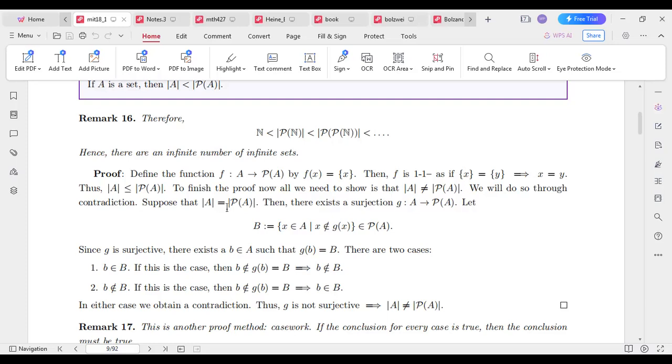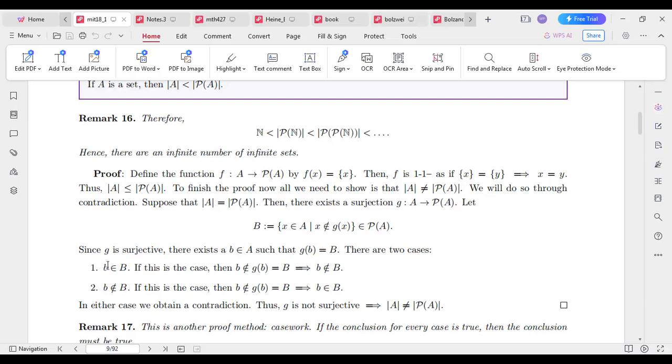Suppose that cardinal of A is equal to cardinal of the power set of A. Then there exists a surjective function g from A to the power set of A. Let B be defined as the set of x belonging to A such that x is not an element of g of x, which is a subset of A, so an element of the power set of A. Since g is surjective, you must know what surjective means: there exists a small b belonging to A such that g of b equals B.